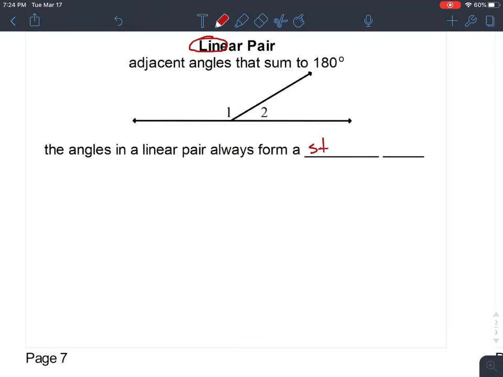And just like I circled up there at the top, you see the word line in linear pair. So that's your hint. Whenever you are trying to find the measure of these two angles, they will always make a straight line, and we know that a straight line is always 180 degrees.